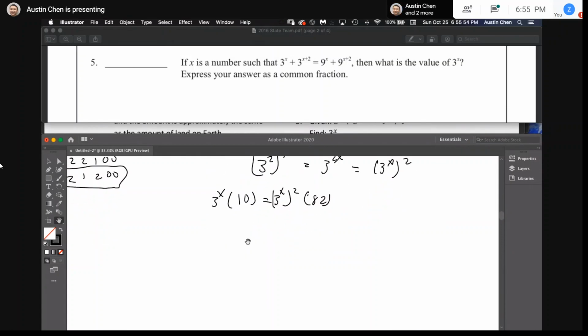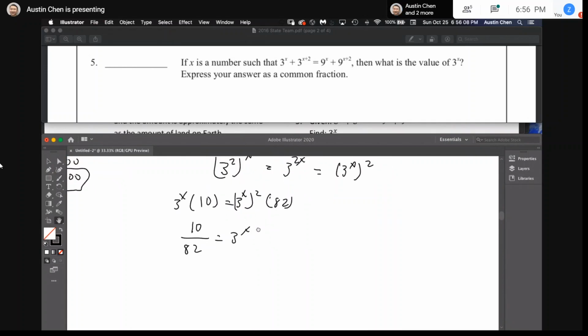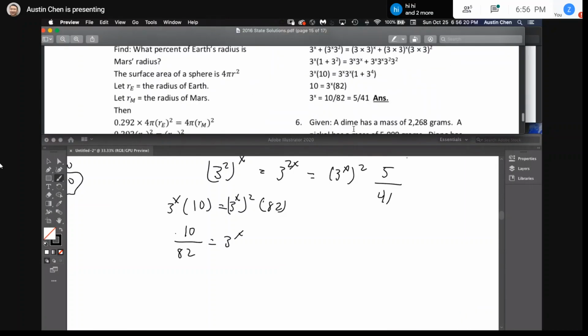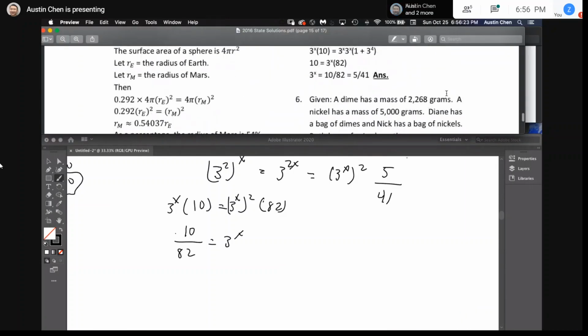Okay, so we can divide by 3 to the x on both sides to get just a 3 to the x here, and then we can divide by 82 on both sides, right? So then we have 10 over 82 on this side, and then we just have 3 to the x on this side. And we just want to find the value of 3 to the x. So it's just going to be that, and we want to simplify the fraction. There's a 2 on both, so we're going to have 5 over 41. And that is your answer.